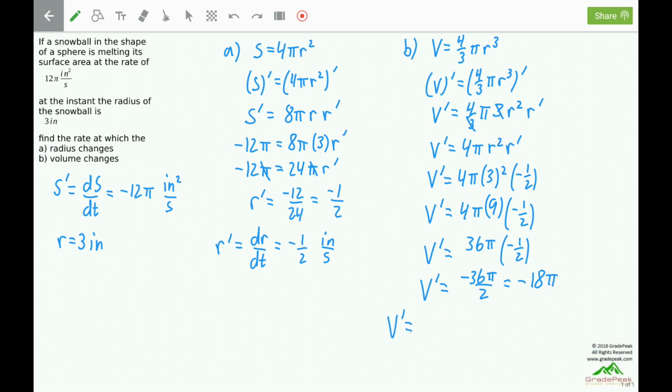Therefore, V prime, or dV/dt, equals negative 18 pi. Its units will be volume. Volume is in length cubed units. Our length in this problem is inches, so inches cubed. And then over time units, which is seconds. Negative 18 pi inches cubed per second.